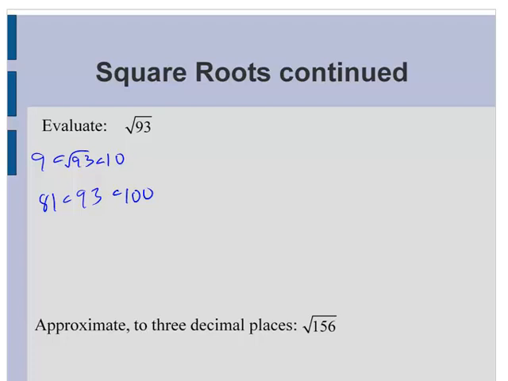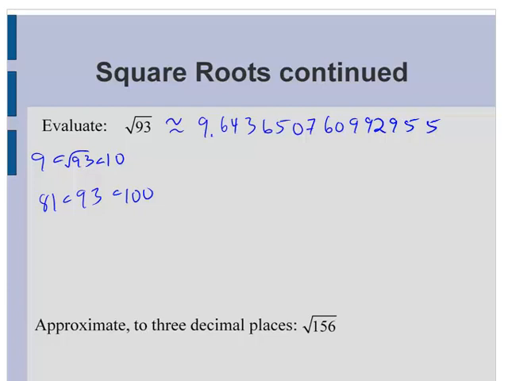Turns out that the square root of 93 is approximately 9.643 6507 6099 2955. Now, I didn't do that in my head. I had a calculator handy, and I found this using the calculator.